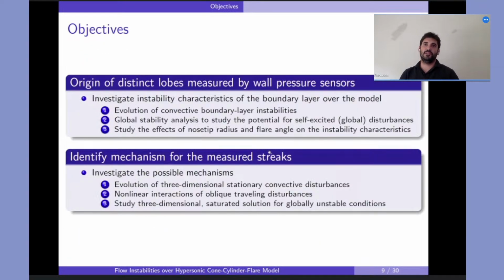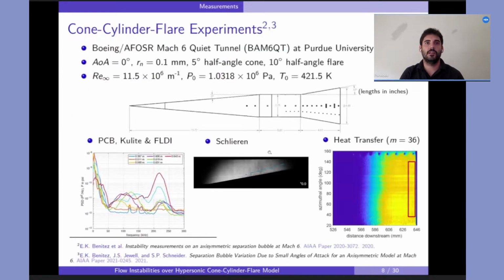So the objective when we started doing this was to understand the origin of the distinct lobes measured by the wall pressure sensors. By distinct lobes, I refer to these lobes in this spectra, right? This is frequency on the horizontal axis. This is the spectra for the pressure at the wall. So we need to understand where these lobes are coming from.